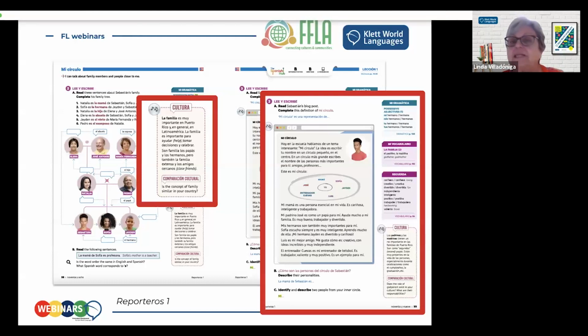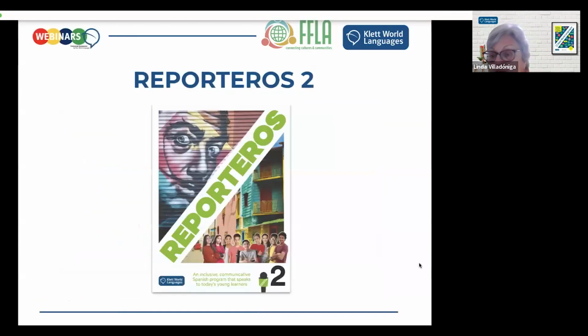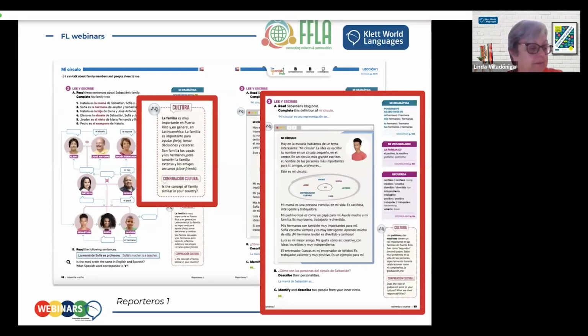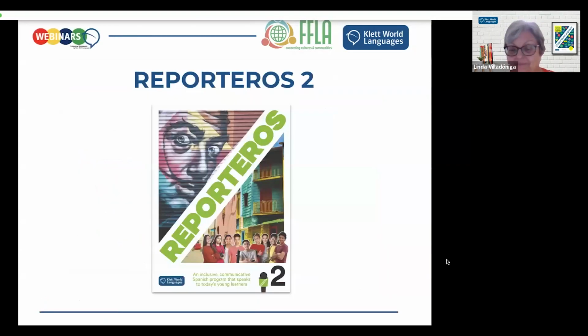And that's just one activity. If you go to the next page, the cultura down here talks about the godparents and how important they are in our culture. Next one, please. I know I have to go fast now because we're running out of time.